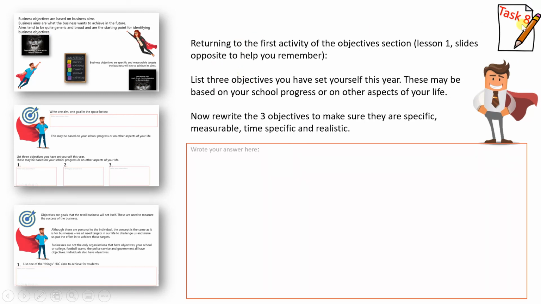You'll be pleased to hear we're at the end of the lesson. This is task 8, and we're going to return to the first activity of the objectives lesson way back to lesson 1. The slides are there on the left to help you. List the 3 objectives you've set yourself this year. If you remember that, these may be based on your school progress or on any other aspect of your life. Okay, those are the ones that we looked at. Now we've been through all of this and you really get the idea of what the SMART acronym means for a business. I'd like you to rewrite these objectives, making sure they really are SMART objectives in the box below.